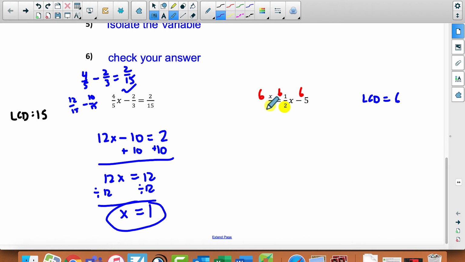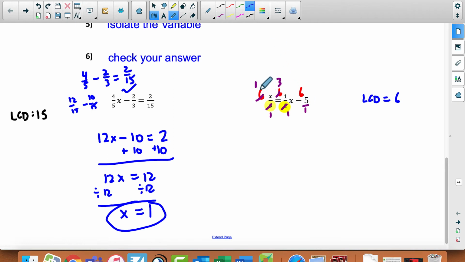6 and 6, I can divide them both by 6 and I get 1 and 1. 6 and 2, I can divide them both by 2 and I get 1 and 3. And here, there is no denominator. Or if you want, there is a denominator. It's already 1, and that's what we're trying to get, is 1 on the bottom. Because once you have 1 on the bottom, you're good. You don't have to worry about the denominator anymore.